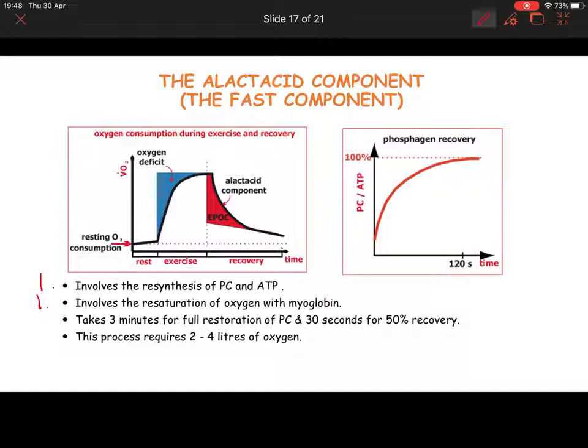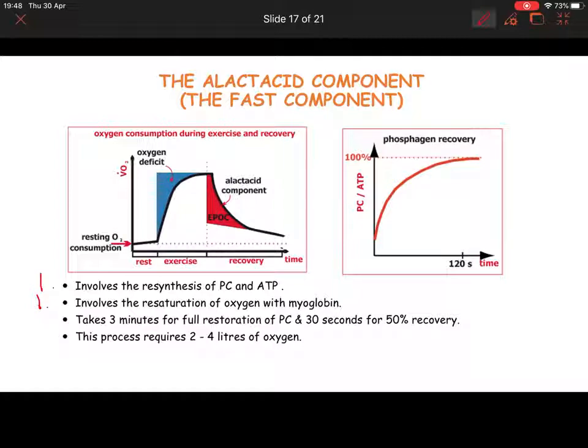It involves the resynthesis of PC and ATP, and also the resaturation of oxygen. It's trying to get more oxygen into your muscles to break down lactic acid, but that takes much longer, which is why it's the slow component. But also, the more oxygen you get in, you can help resynthesize ATP and your phosphocreatine stores.